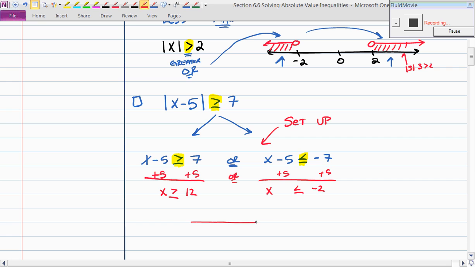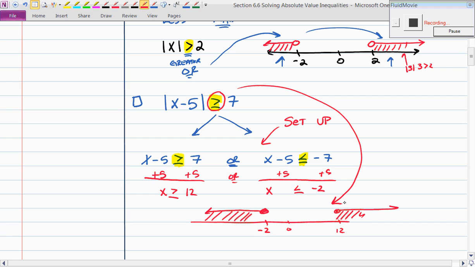So when we graph on the number line, if we were supposed to solve and graph here, we'd say, okay, this must be 0. This is 12. This is negative 2. So we would have all answers going this way because we want all answers that are less than negative 2, or we want all answers that are greater than or equal to 12. So notice that because we had an OR symbol, greater than symbol, we have an OR graph.